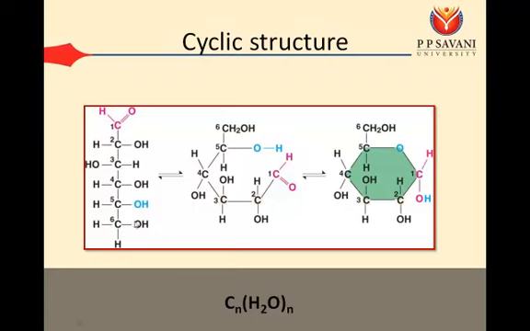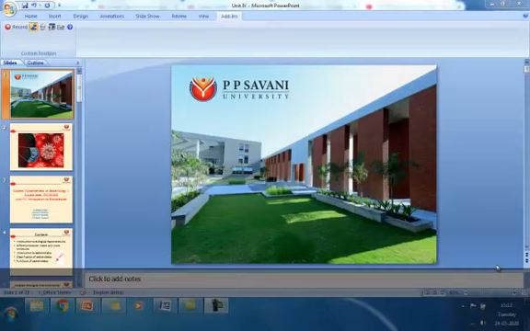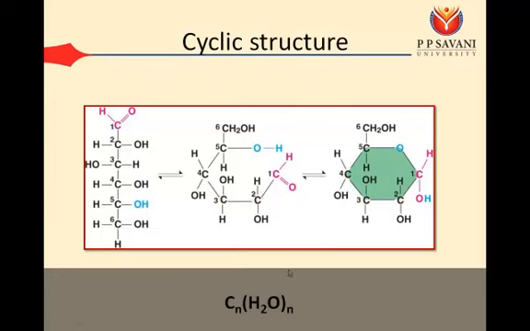Now how does a linear structure form a cyclic structure? The aldehyde, that is the functional group present at C1, interacts with the hydroxyl group of C5 and forms a cyclic structure. As you know, the formula for carbohydrate is CnH2nOn.